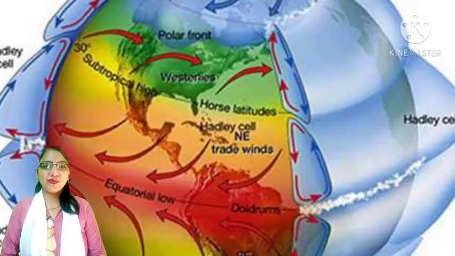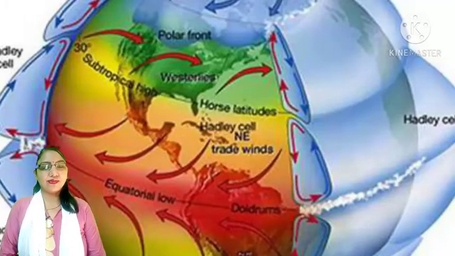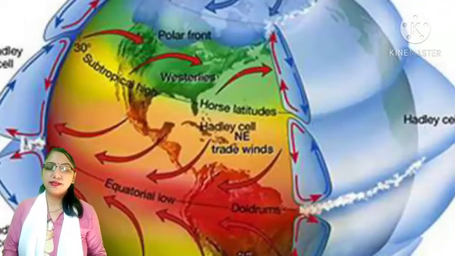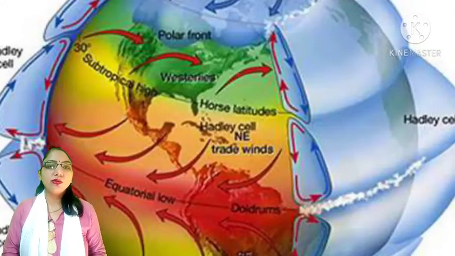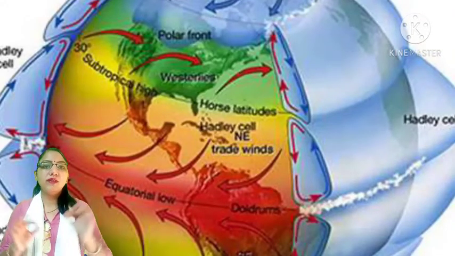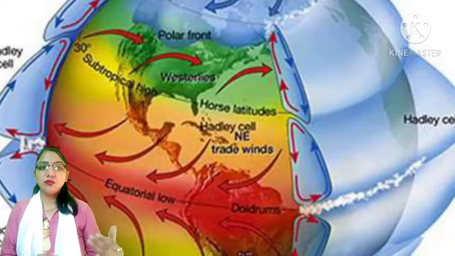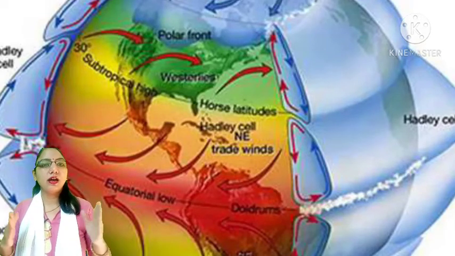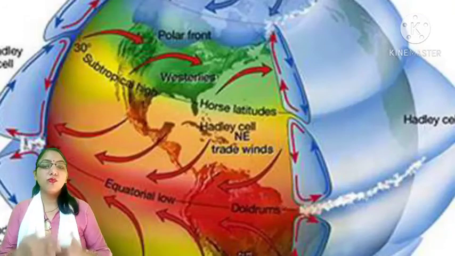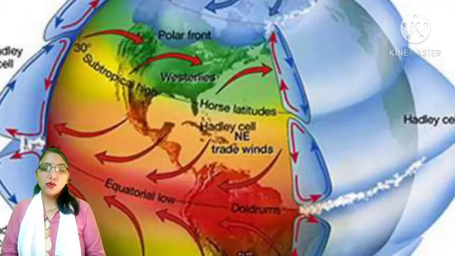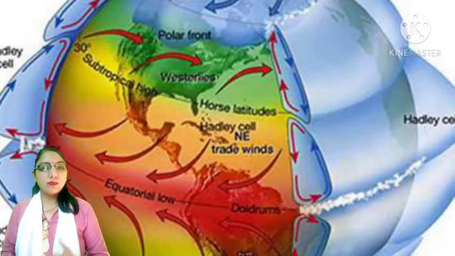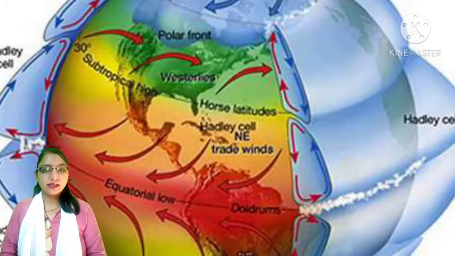So students, just now you have seen the 3 different types of cells which are situated on our earth. These are the Hadley cells, Ferrel cells, and the polar cells. Also, these cells are divided into 7 parts as I told you and as shown in the picture. So students, now let's see what the different types of wind moving in those areas are, and also how these winds affect our atmospheric climatic system.